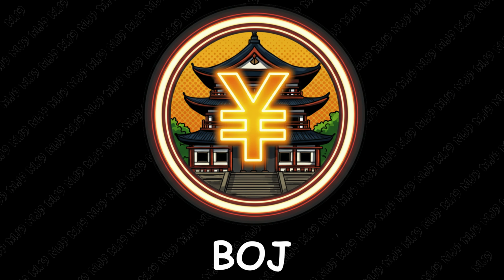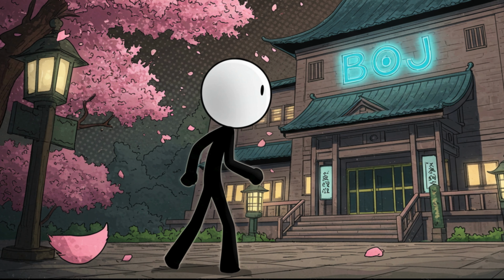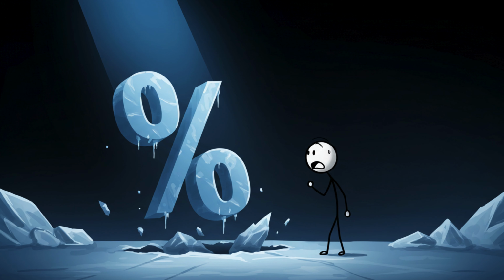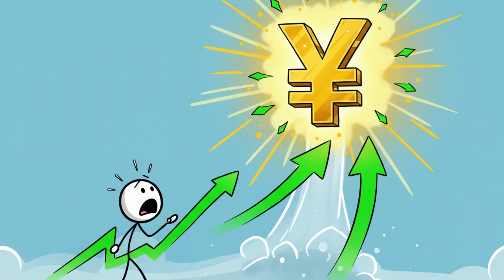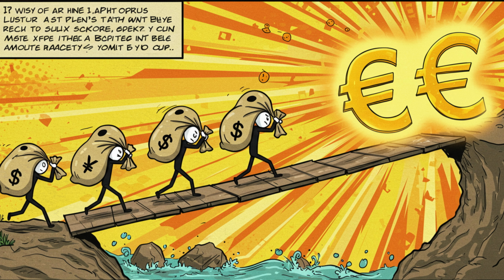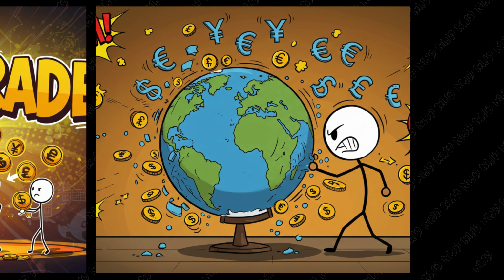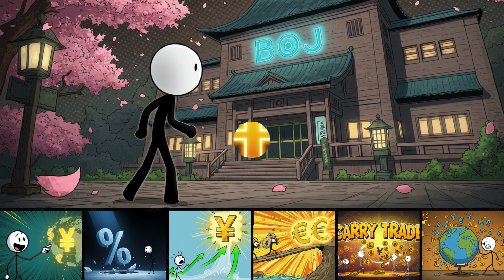BOJ, Bank of Japan. BOJ stands for Bank of Japan. They have a very special role in global markets. For years, the BOJ has kept interest rates very low, sometimes negative. If they ever raise rates, the Japanese yen can jump strongly, because global investors borrow cheap yen and invest elsewhere. This is called the carry trade. So any policy change by BOJ can shake all markets, not just Japan.